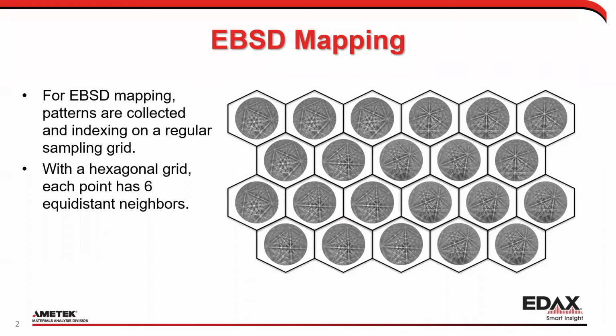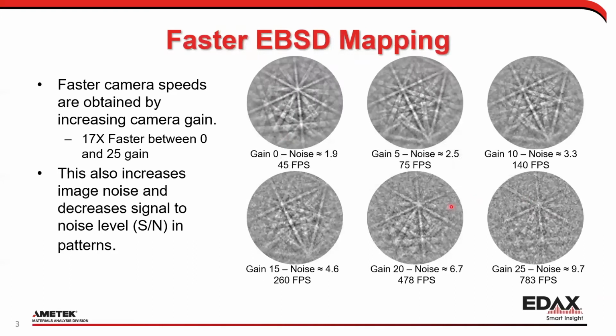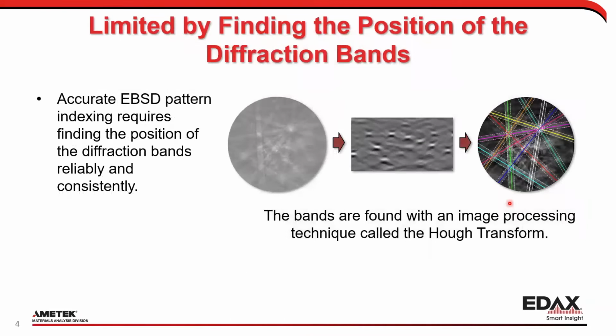To use EBSD, you used to have to add gain and noise to your signal in general to go faster, for the Hikari. It's not quite the same on the Velocity. But of course, as you do this, you get more noisy patterns, and you can get more noisy EBSD data for certain samples. In the end, the thing that matters is how well the Hough can find it. We talked about this yesterday. When you go from the pattern to the Hough transform to the index solution, what is really required is finding positions of the diffraction bands reliably and consistently.